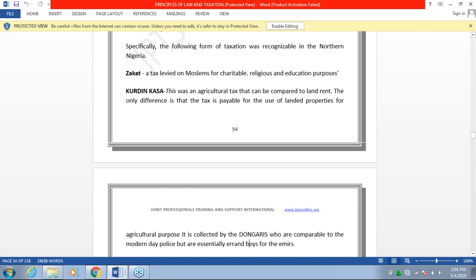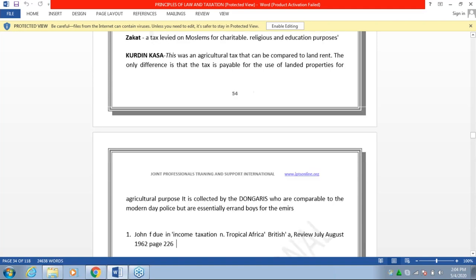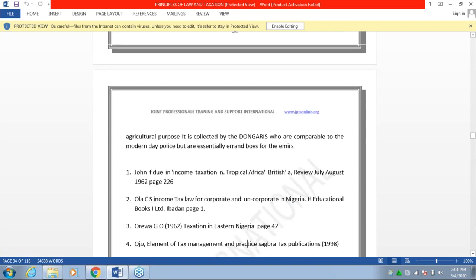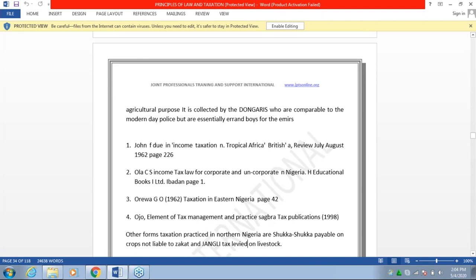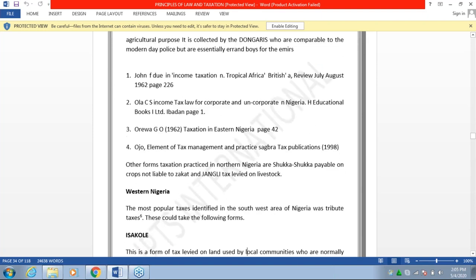There is another one we call Gandu Kaza. This was an agricultural tax that can be compared to land rent. The only difference is that the tax is payable for the use of landed property for agricultural purposes, and it is collected by the Dogari. The Dogari in the northern part, at that time, were comparable to the modern-day police in Nigeria, but they were essentially errand boys for the emirs. Are we getting it? That is another form of taxation practice in the north, and Shuka is payable on crops not liable to taxation or to zakat.